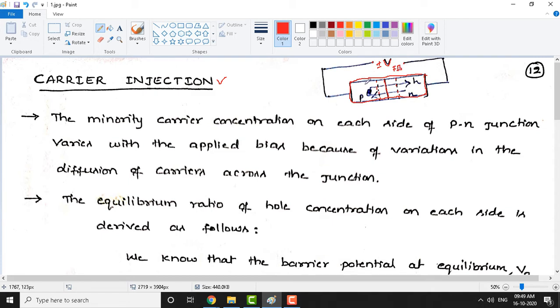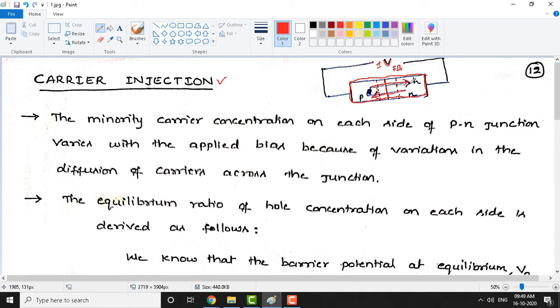In that case, the holes which are present here, they are majority carriers in the neutral P region. They get repelled from the positive supply terminal of the battery, and they keep injecting from the P side to the N side. You can see the holes injecting here. Similarly, the electrons which get repelled by the negative terminal of the supply get injected from the N side to the P side. This is called carrier injection. This is because of the supplied voltage.